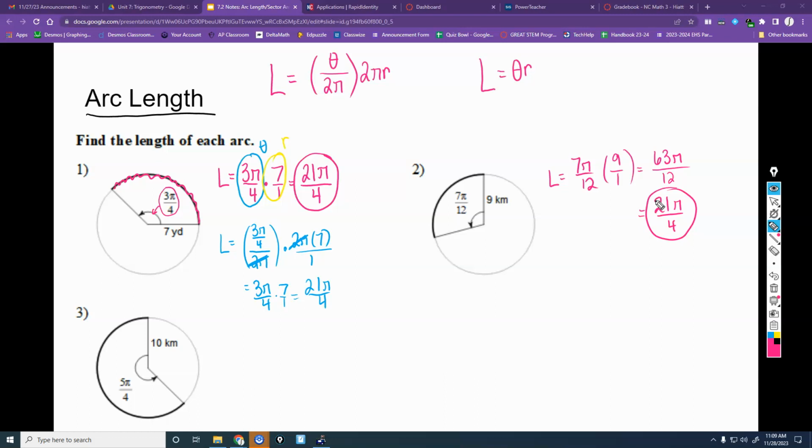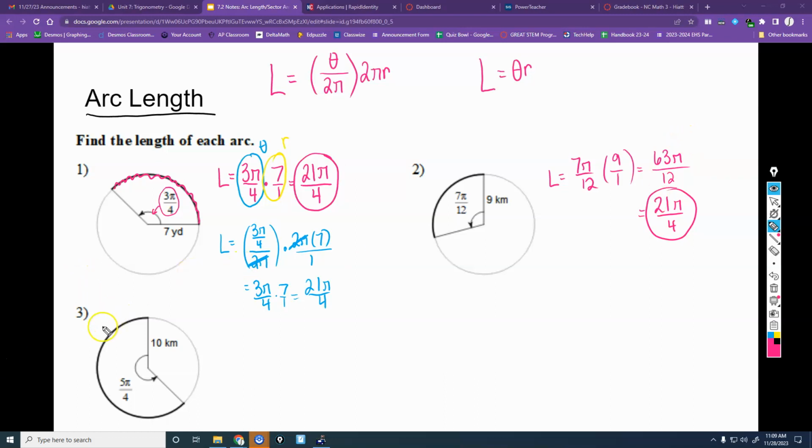So it's basically what we've been doing. We did this earlier with degrees. We're just doing circles now. Or, well, we're still doing circles, but we're just doing radians now. Okay.